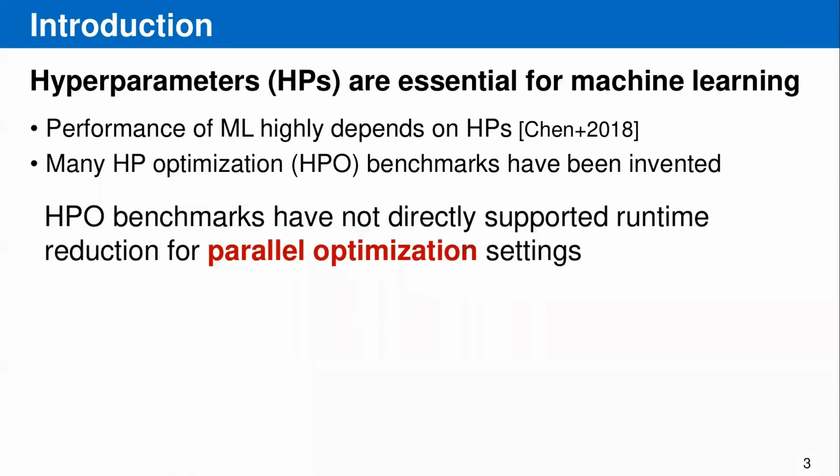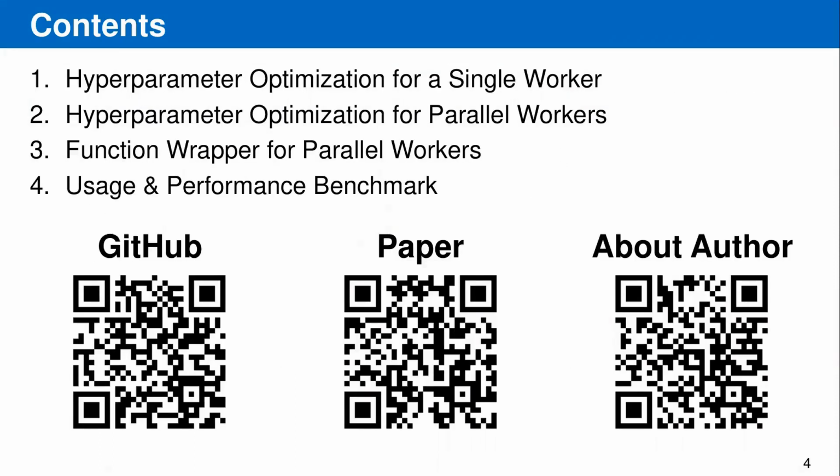In order to push the research in hyperparameter optimization, many benchmark datasets have been invented so far, but they primarily focus on non-parallel optimization setups, and it's hard to benefit from the benchmarks in terms of runtime reduction. For this reason, we developed a Python wrapper to address this problem and present the wrapper in this presentation. Here are the contents of this presentation.